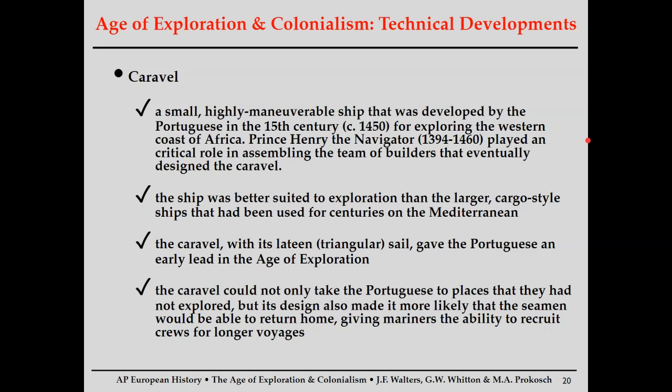So the caravel is originally a Portuguese invention. It's going to be modified by a bunch of different countries, but effectively it is going to use this new type of sail. So circle the Latin or the triangular sail, and that's going to allow Europeans to be able to use the wind patterns more efficiently.